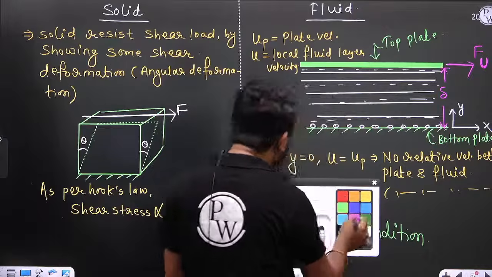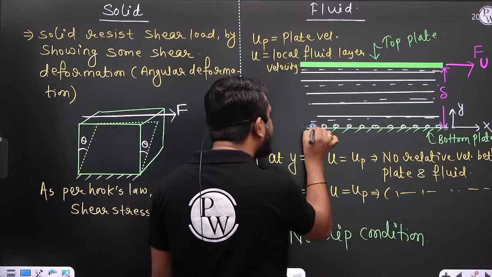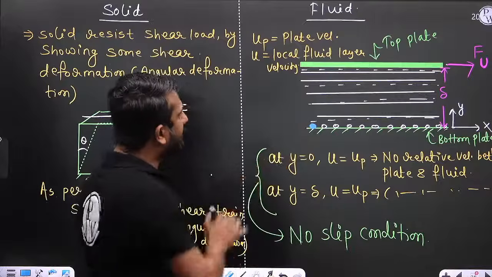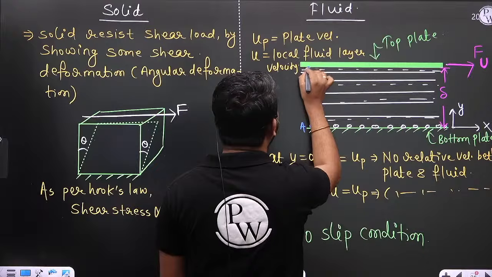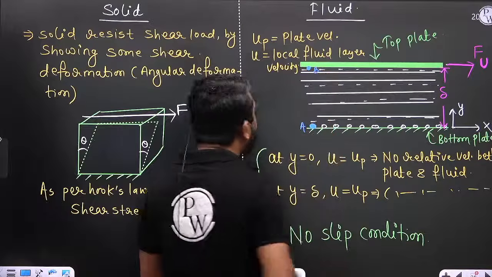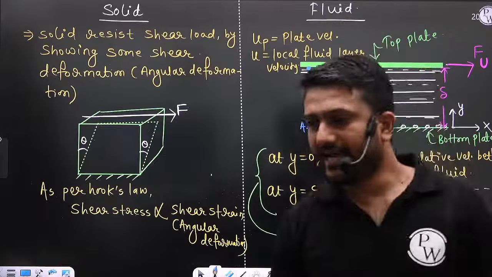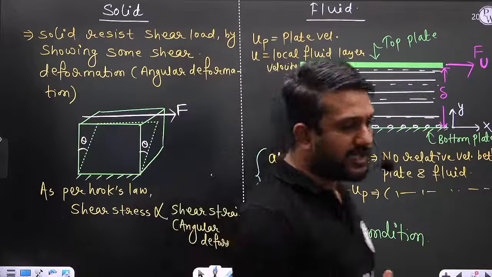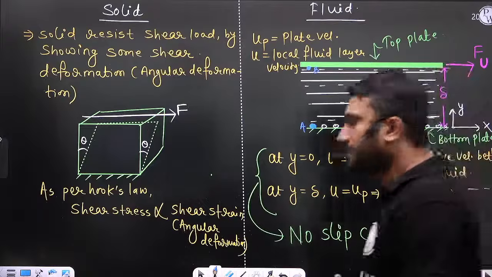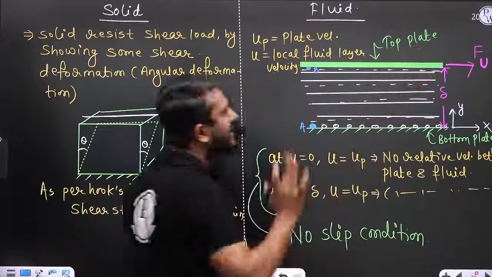If I ask you what is the velocity of this fluid particle, let us consider this is fluid particle A, and let us consider this is fluid particle B. If I ask you what is the velocity of fluid particle A and what is the velocity of fluid particle B, can anyone tell me? The fluid particle A velocity is 0 and the fluid particle B velocity is equal to capital U.